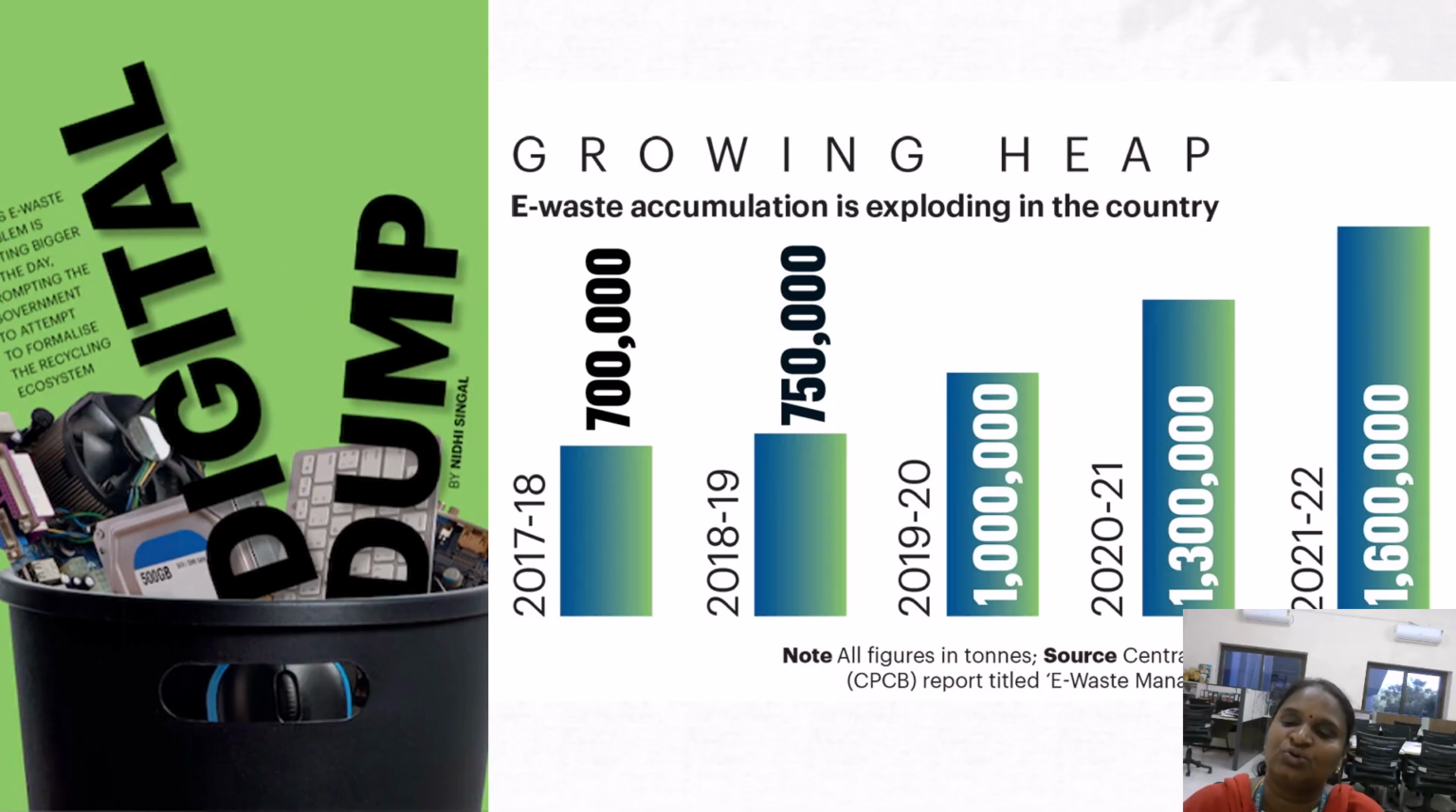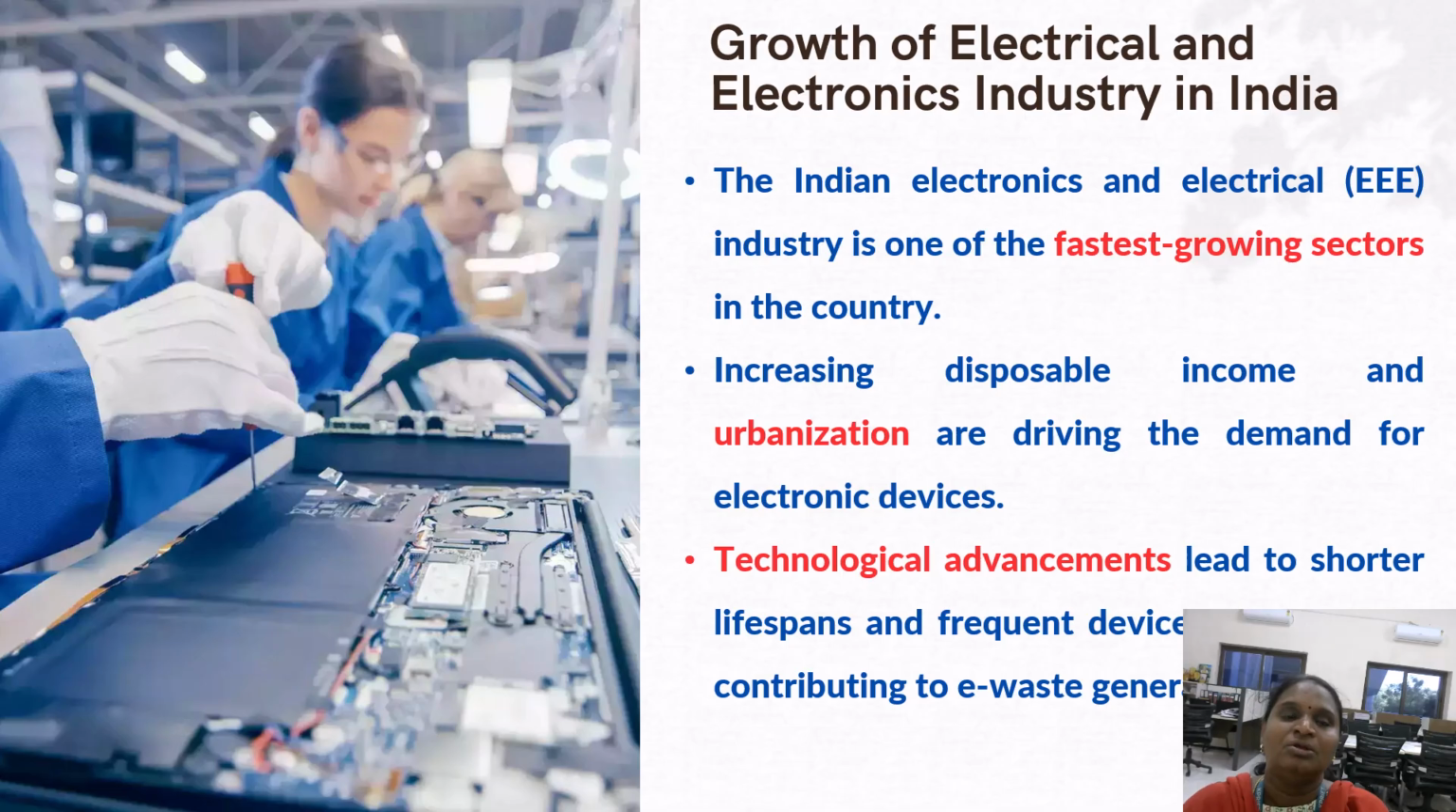In 20 to 21, it is almost 13 lakhs. In 21 to 22, it is almost 16 lakhs. All the figures are in tons. Imagine, it is 16 lakh tons. Then if you multiply by 1000, so many millions of e-waste is generated, and this report is given by the CPCB only. So these are some of the growth of the electrical and electronic industry in India.